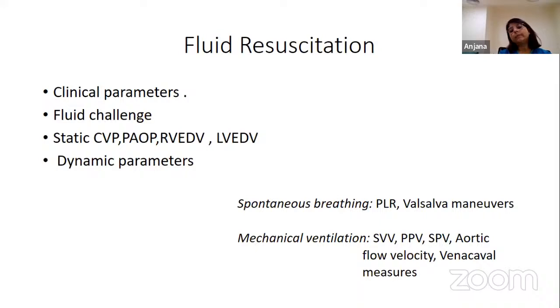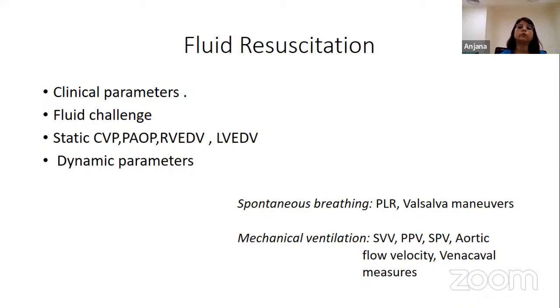Now, there are many parameters which have come up over the past many years: clinical parameters, fluid challenge, static and dynamic. I'll take them in short. Clinical means you will look at how the patient is, how the sensorium is, is urine coming, has lactate settled, has the blood pressure come up, has tachycardia settled. That will be your clinical assessment of the patient while resuscitating.